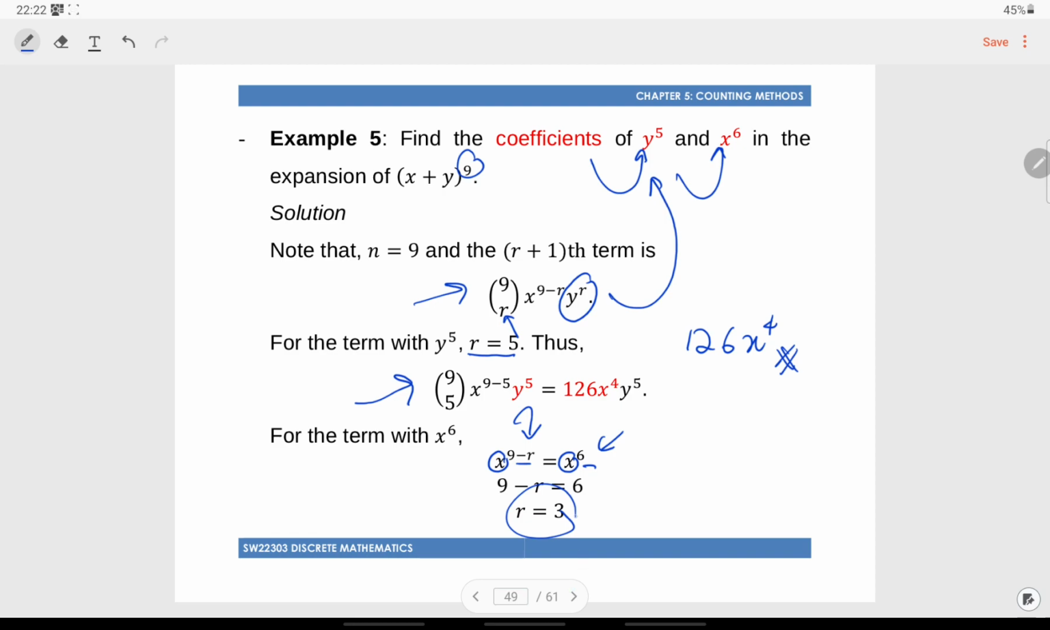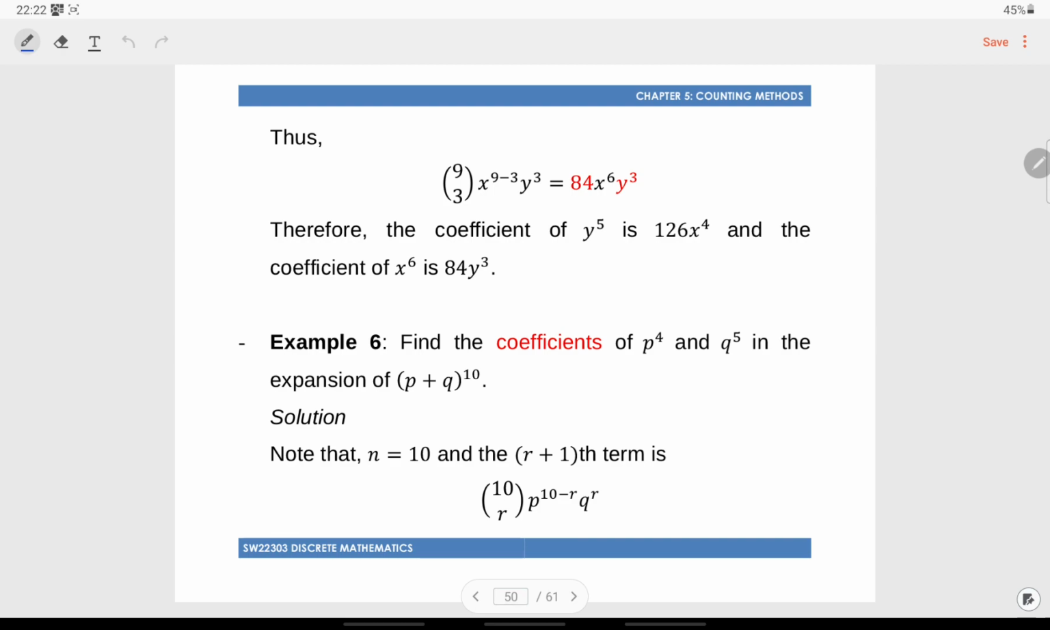Okay, so we know the value of r equal to 3, so it's very easy for us to use this equation, insert r equal to 3, and come out with the coefficient for x to the power of 6. Now we have to conclude our answer. We have to provide the coefficient of y5 and also the coefficient of x6. Therefore, the coefficient of y5 equals 126x4 and the coefficient of x6 equals 84y cubed. So remember, in order to answer this kind of question, you have to provide the conclusion for the final answer to completely answer the question.